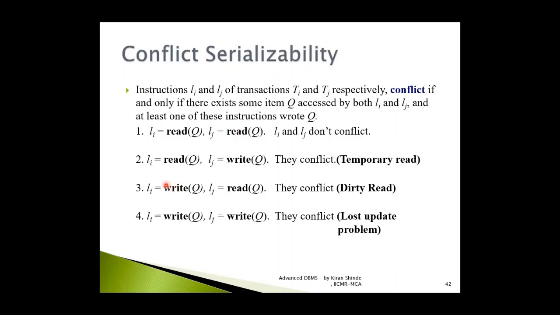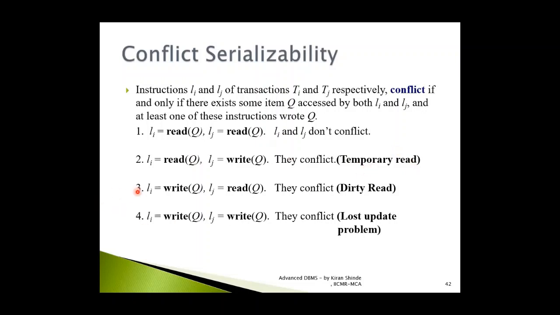Coming to the second pair of instructions, Ii is read Q and Ij is write Q. Now they conflict. Why? Because one of the operations is a write. But how? Soon I'm going to explain. This kind of conflict is called the temporary read problem. When there are two operations going on the same data item and those operations belong to two different transactions, then the problem that exists is called temporary read.